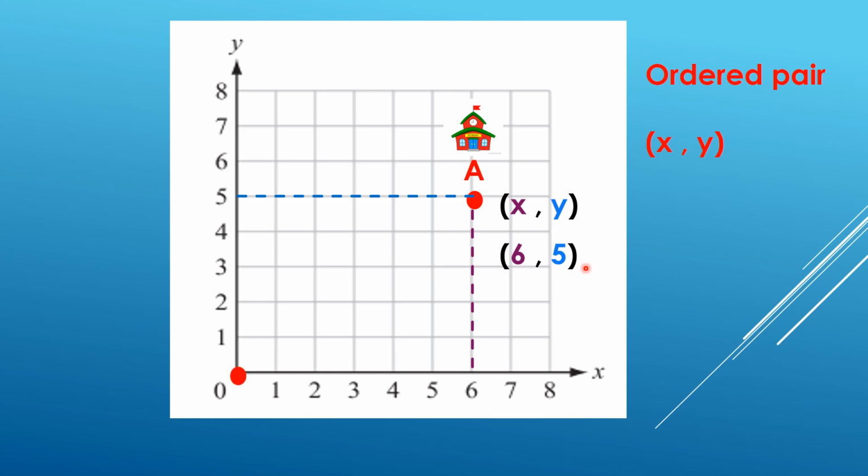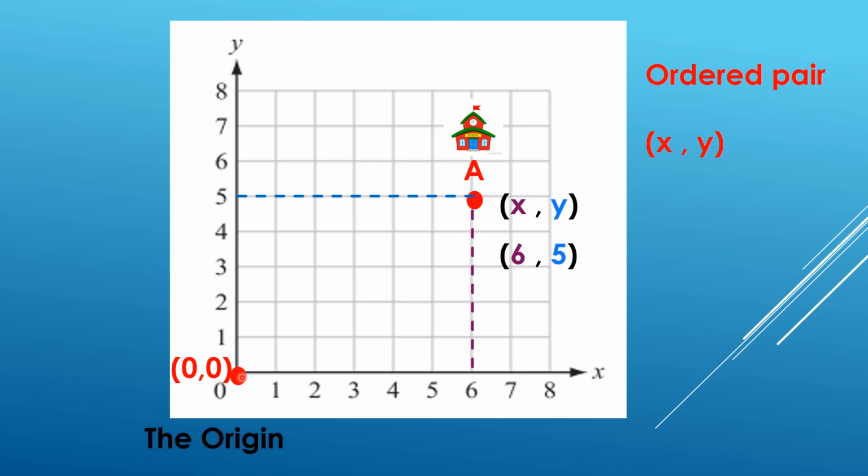Perfect. What about this point here? How can I write it? It's just the point that is intersecting between the X and the Y axis. Do you have any idea how I can write it as an ordered pair? Who can guess or try? Excellent. It's 0, comma, 0. I cannot write it as 0 only, because my X coordinate is 0 and my Y coordinate is 0. They are both joining at this point, and we call this point the origin.